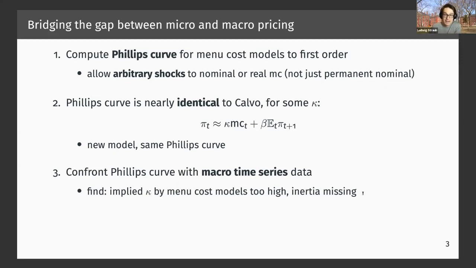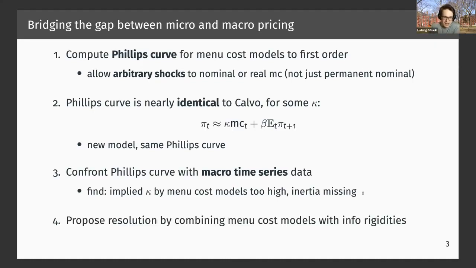And so we find that the basic menu cost models that we're going to work with, and I'll be explicit in a second, are not going to match out of the box. They're not going to match the macro time series data. And so what we try to do is bring the menu cost models and the macro time series data together. So we propose a resolution by combining these menu cost models with informational rigidities that slow down the adjustment of inflation to marginal costs.